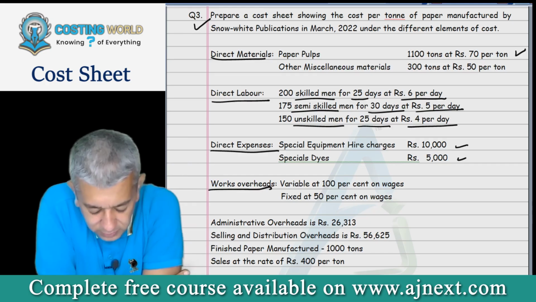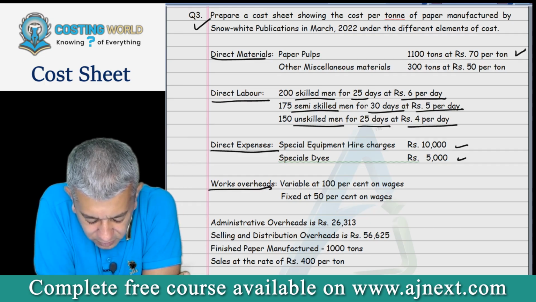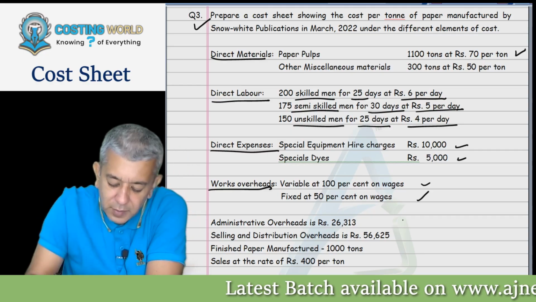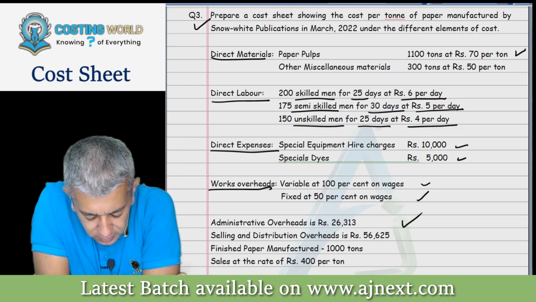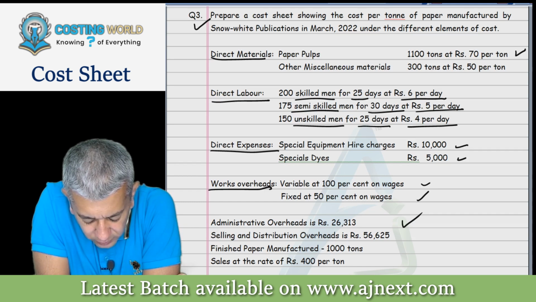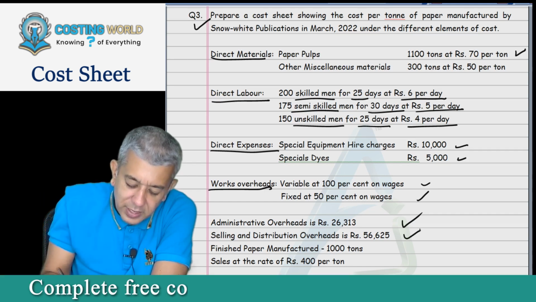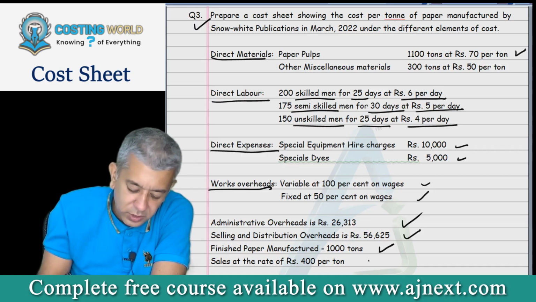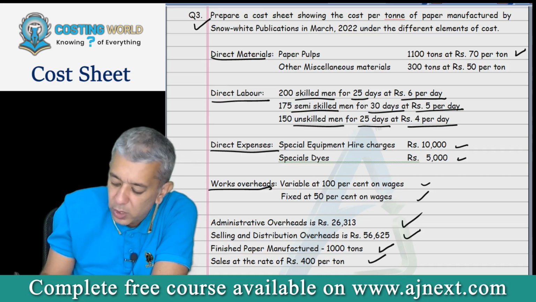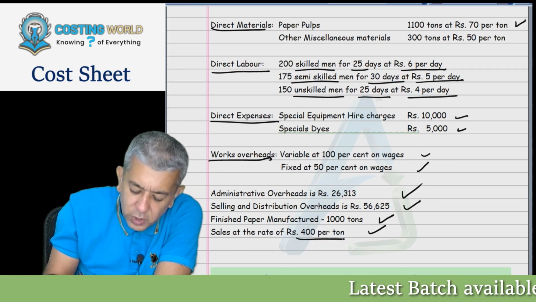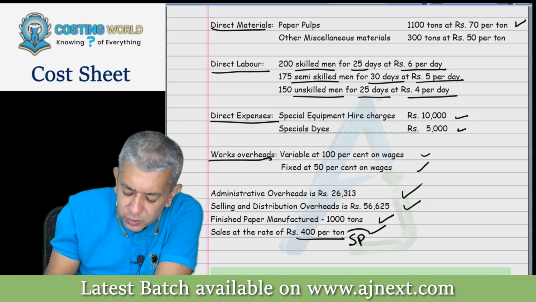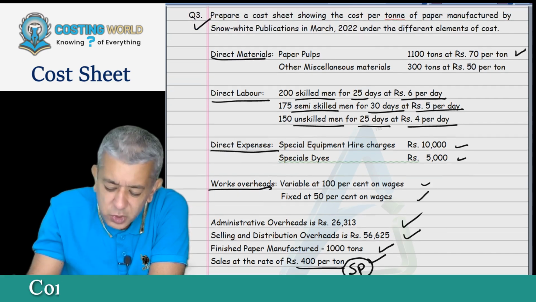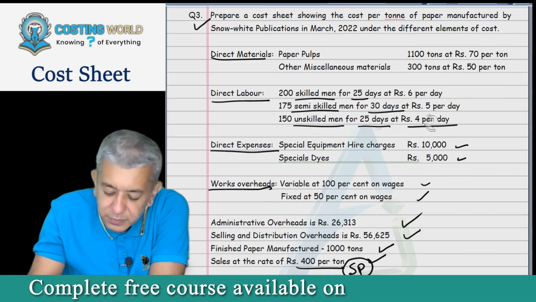Works overheads. Variable at the rate of 100% of wages. Fixed at the rate of 50% of wages. Administration overheads is 26,313. Selling and distribution is 56,125. Finished paper manufacture is 1000 tons. Sales is at the rate of 400 per ton. Obviously, this 400 per ton will be nothing but your selling price. So, in case you all want, you all can write it also. Now, it's an easy question. It will be completed quite fast actually.